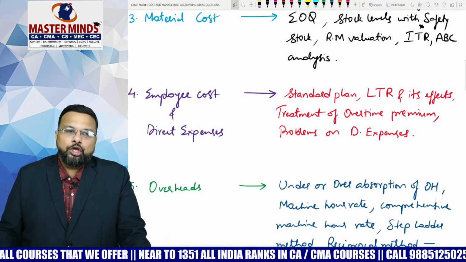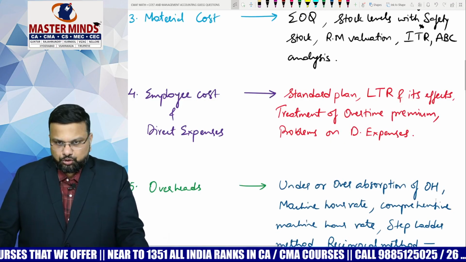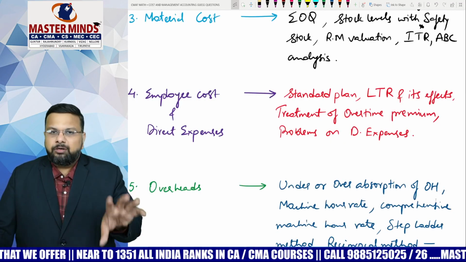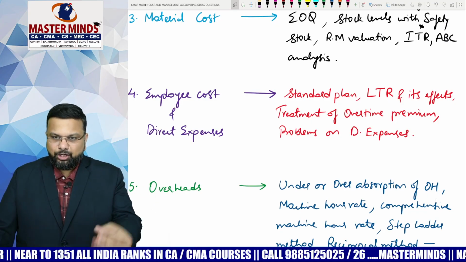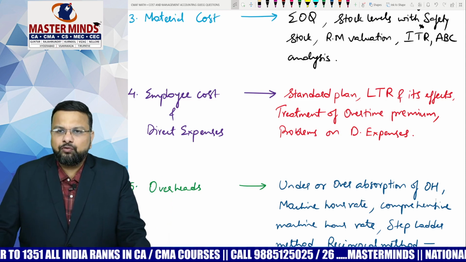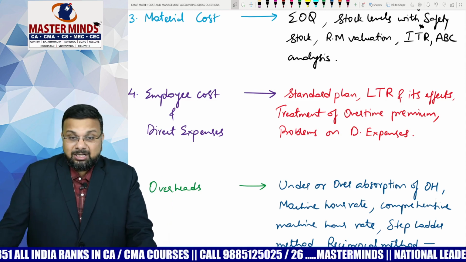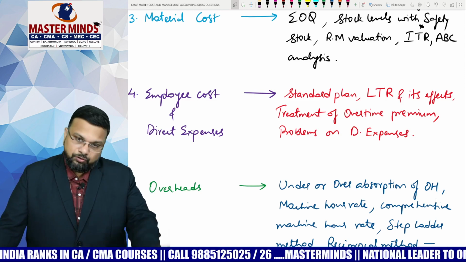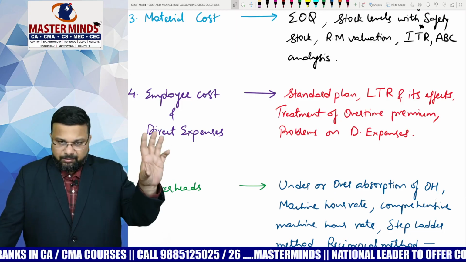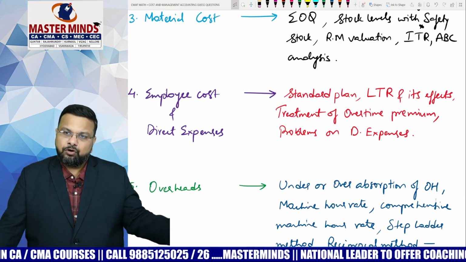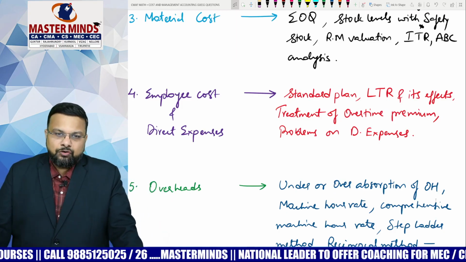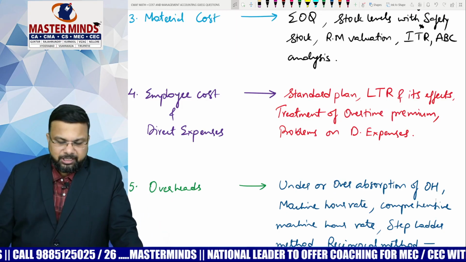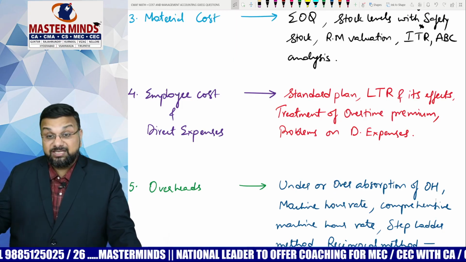Next, employee cost and direct expense. I have clubbed these two chapters into one. There you need to focus on problems with standard plan, that is the Halsey plan and Rowan plan. Next, labor turnover rate and its effects. Focus on calculation of different methods of labor turnover rate, and also on the effects it has, treatment of overtime premium, and of course you have one or two problems on direct expenses. Please look into that also so that it is helpful if it is given in MCQ format.